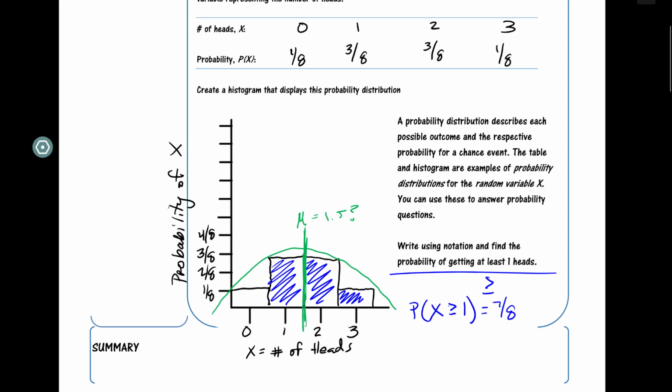Well, let's consider every possible scenario and its respective probability. 0 heads occurred 1 out of 8 times, so I want to account for that. 1 heads occurred 3 out of 8 times, I want to account for that. 2 heads occurred 3 out of 8 times, I want to account for that. And 3 heads occurred 1 out of 8 times, I want to account for that. And you notice that that's multiplying through.